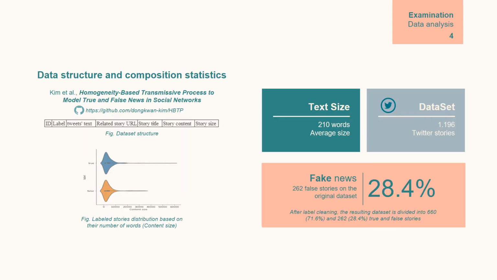Regarding the dataset information, we've used the data provided by Kim et al. on their homogeneity-based transmissive process to model true and false news in social networks. Such information is available on GitHub. From the stories information in the tweets, they excluded those news whose content could not be retrieved, cleaning the story cascades and confirming that there were no circular retweets. The figure in this slide provides detail on the data layout.